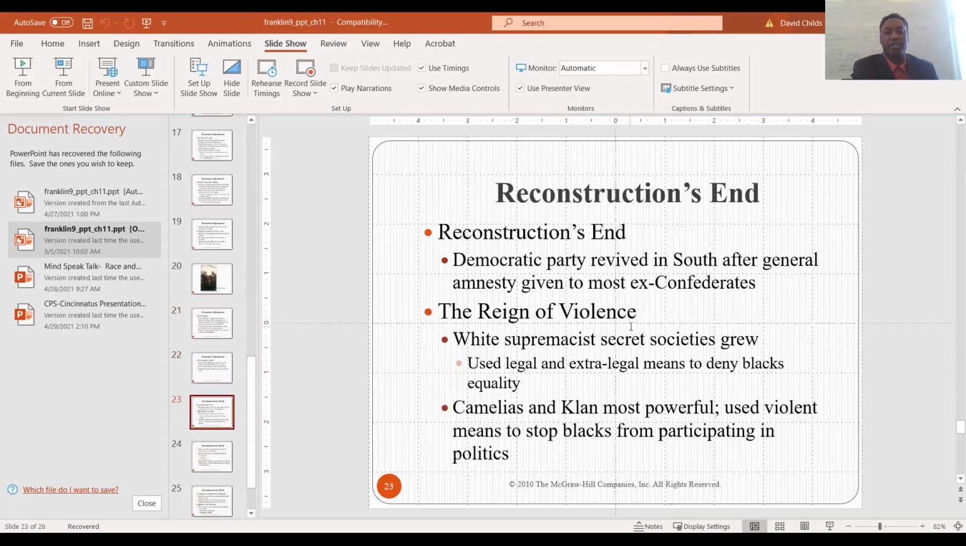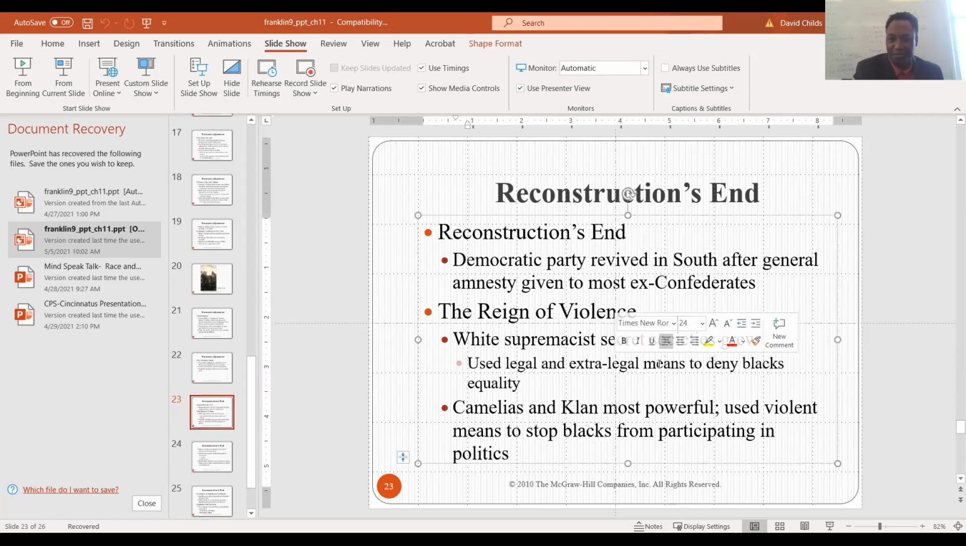There was a reign of violence as a result. White supremacist secret societies grew. This is the rise of the Klan. They used legal and extra-legal, that means illegal, means to deny blacks equality. The Knights of the White Camelia and the Klan. The Camelia was another KKK-type group that most people don't know about. Right. They're the most powerful. They used violence as a means to stop blacks from participating in politics.